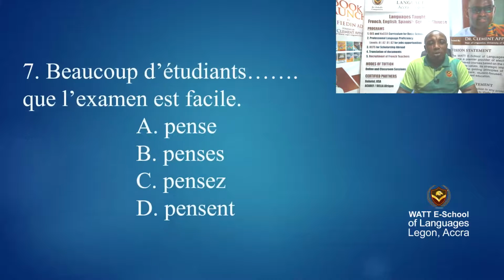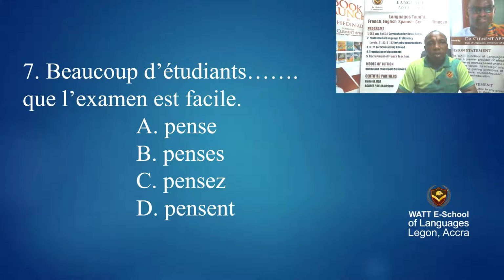Number 7. Beaucoup d'étudiants pensent que l'examen est facile. A lot of students think that the exam is easy. A, pense. B, pense. C, penser. D, pensent. A lot of students is plural, so it can be replaced by ils, third person plural. And the verb here is penser, that ends in ER, belonging to the first group.